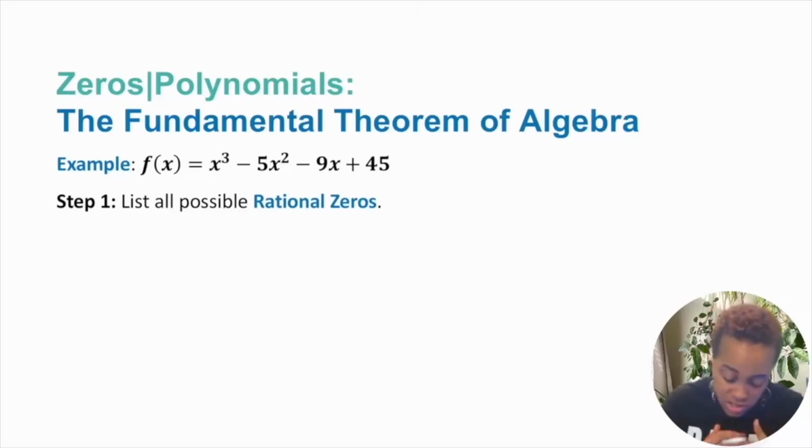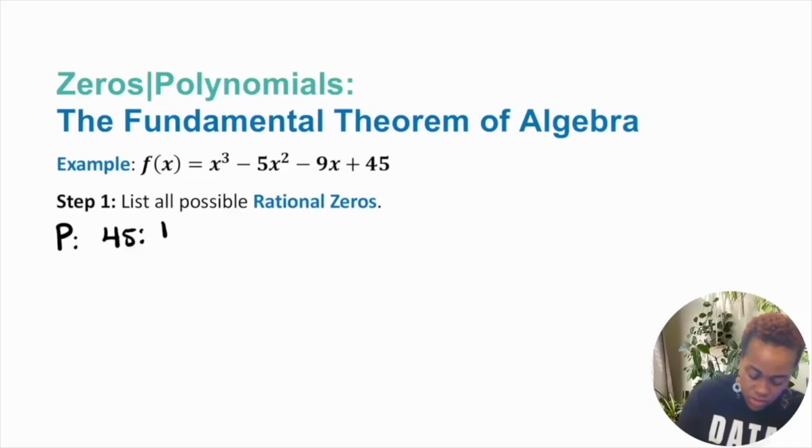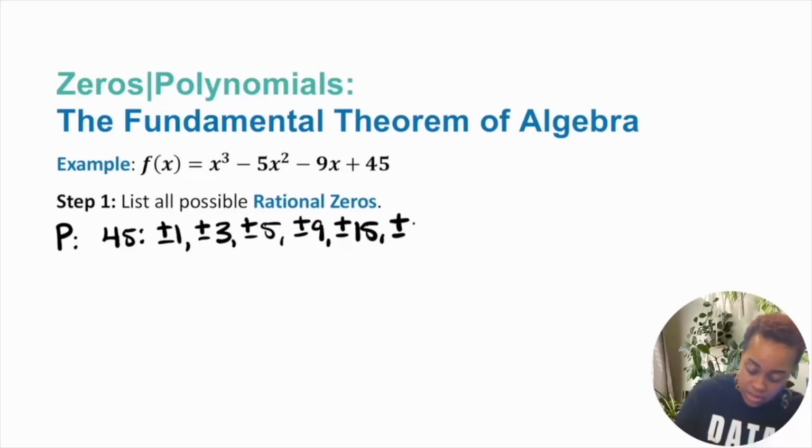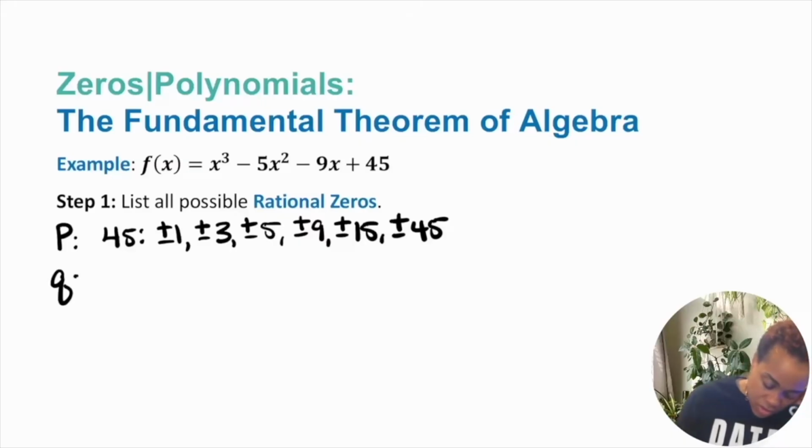All right, let's list all the possible zeros. Remember, it's the factors of 45 divided by the factors of 1. So our p are going to be the factors of 45, which is plus or minus 1, plus or minus 3, plus or minus 5, plus or minus 9. Was that 15? Let me see. 1, 3, 5, 9, 15, and 45. Y'all check my math. Good. And then our q are all the factors of 1, which is plus or minus 1.